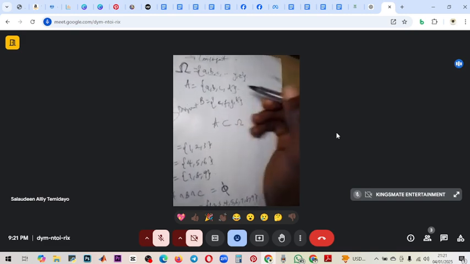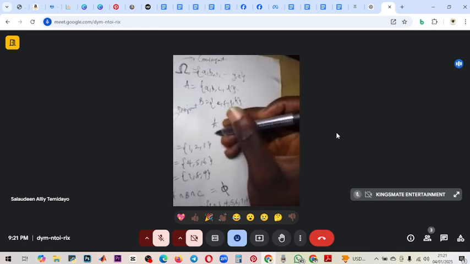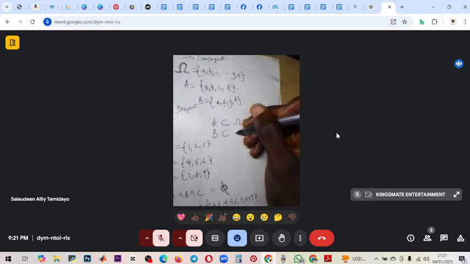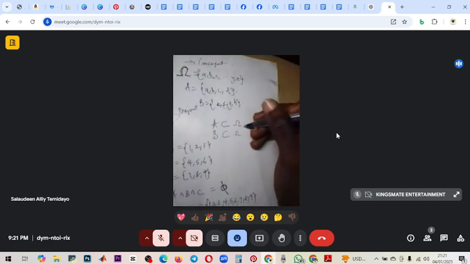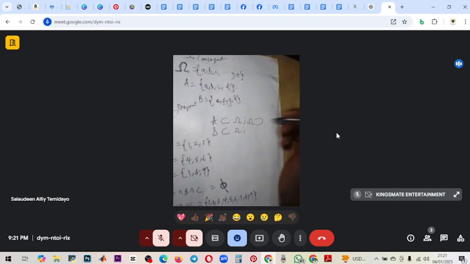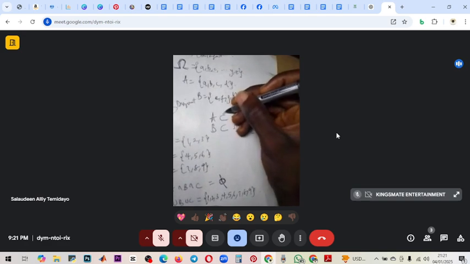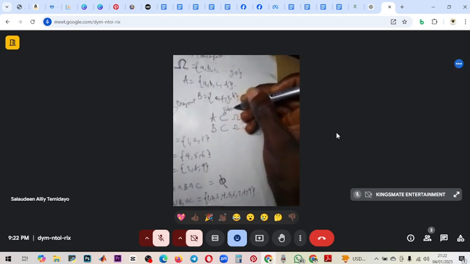Also, B is a smaller form of omega. As these sets are smaller forms of omega, I can say omega is a bigger form of them. So omega is a super form of A, and omega is a super form of B. So the notation means A is a subset.